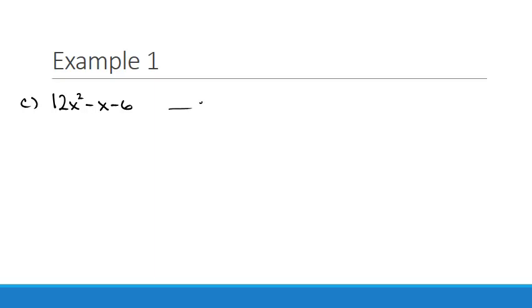Sorry, my pen wasn't working there for a second. Factors of a times c. A is 12. C is negative 6. So that is negative 72. They have to add to your b value, though. So my b value is negative 1. So factors of negative 72 that add to negative 1: negative 9 and 8.